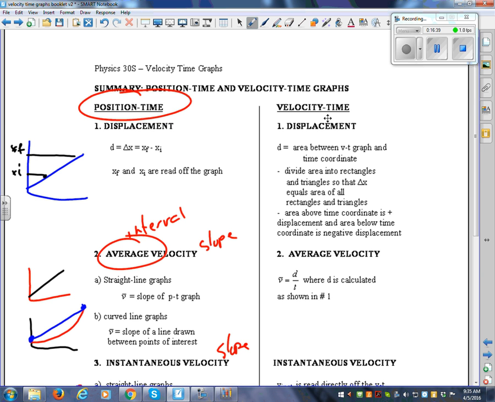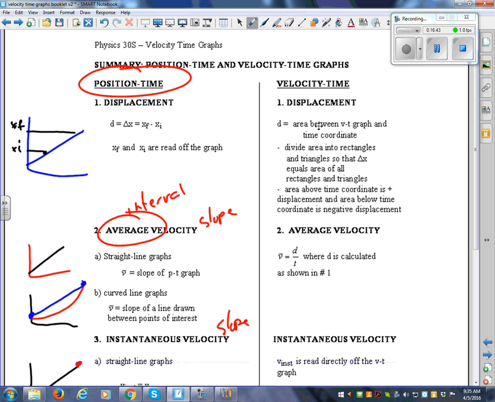If you are given a velocity time graph and you're asked to find the displacement, what do you do? You find the area between the VT graph and the time axis, and you divide the area into rectangles and triangles and so on, and above is positive and below is negative. But the basic main thing is find the area. There's your visual. Velocity time graph, you're looking for displacement, find the area.